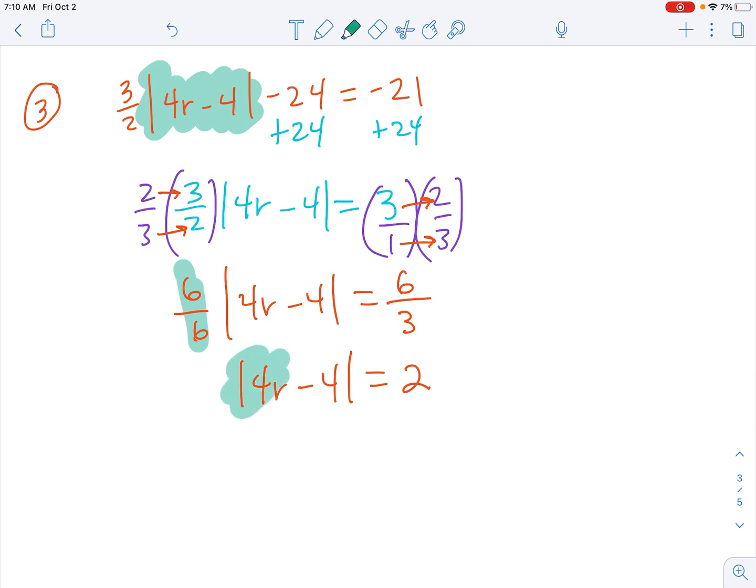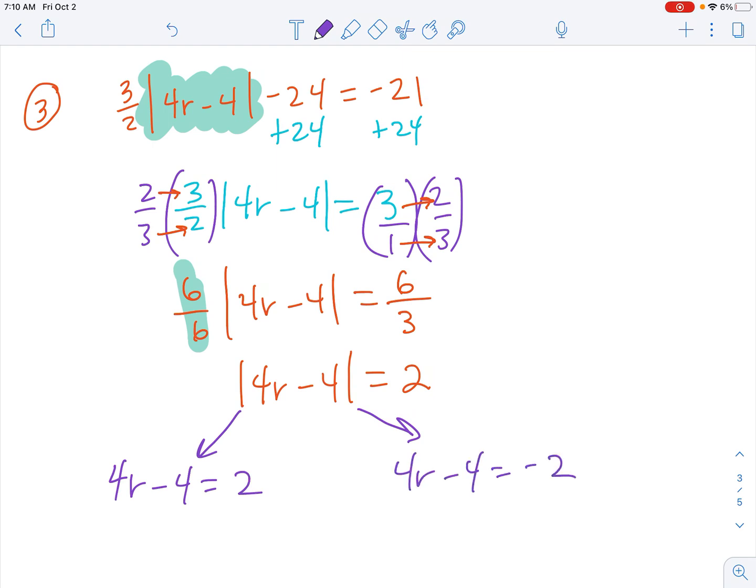So now I notice I've got everything on the left, everything is inside absolute value. And I also notice that I have a positive answer over on the right, so I'm ready to make my cases. You must make your cases now. Once you have everything isolated in absolute value and you have a positive answer on the other side, your two cases must happen now. 4r minus 4 equals 2. 4r minus 4 equals negative 2.